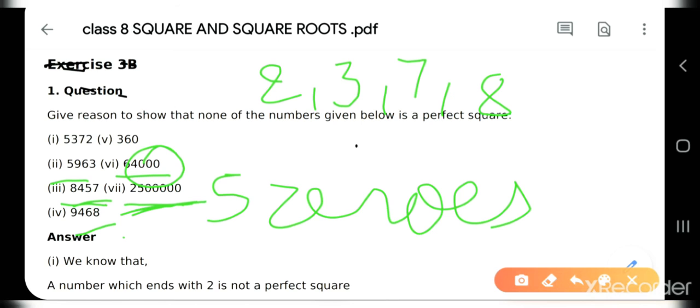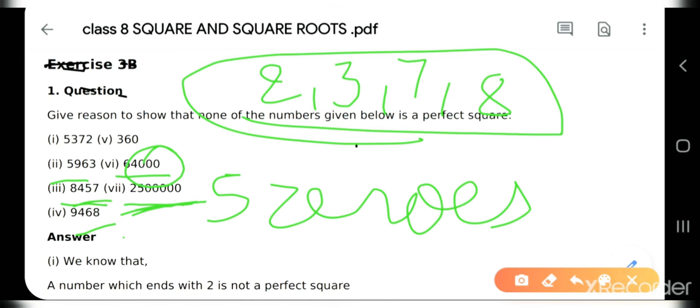That's it. Remember this rule. These four digits you have to remember, and apart from it, if the number contains an odd number of zeros at its rightmost place.